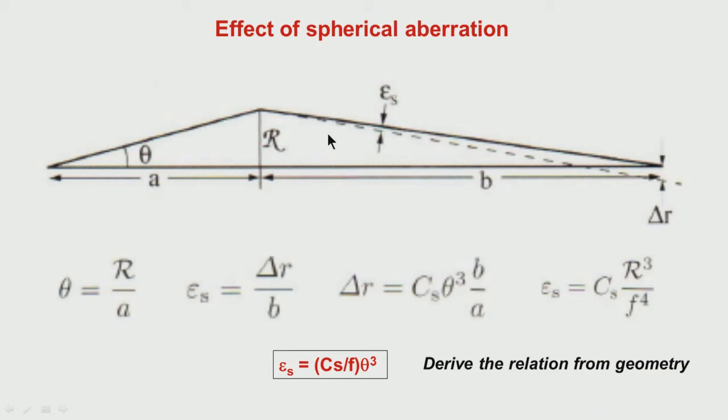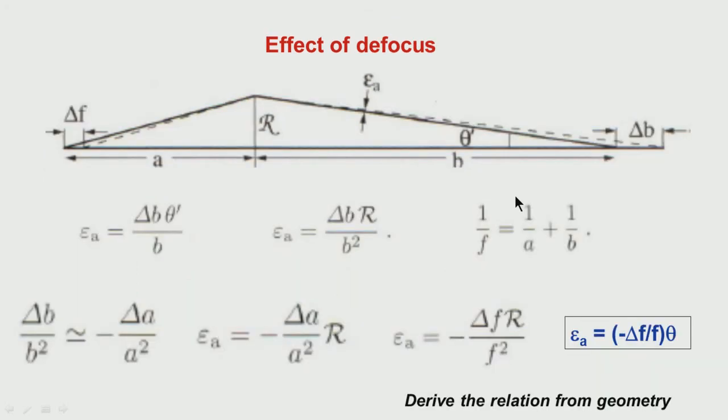That means that if the lens had no aberration, the ray reaching this point should also have been brought to this focus. So, it has bent the ray quite a bit. What is the angle by which it has changed? That epsilon s is given in terms of Cs, the spherical aberration coefficient, the radius of the lens and the focal length. This is given by this formula. It is from geometry and very easy to derive.